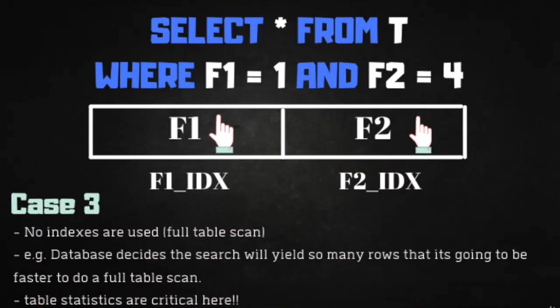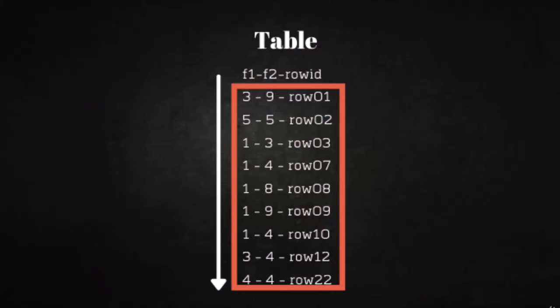And case number three is where the database decides, you know what? You guys suck. Both indexes suck. The search to get the value F1 equal 1 and F2 equal 4 is just going to return the whole table, almost the whole table, 3/4 of the table. I did my math and this is what I think. So guess what? I'm not going to use both of you. I'm going to go to the table directly, because I need to go there anyway, because I'm going to select other columns. The database decides to scan, since the search will lead to so many rows.